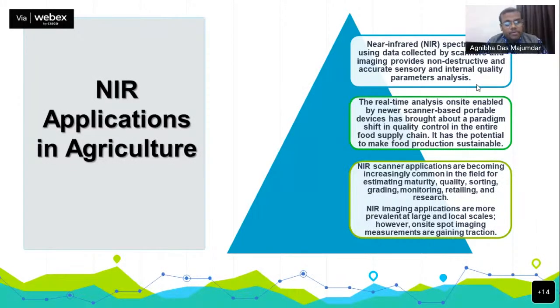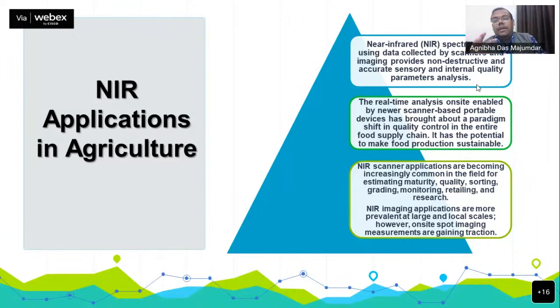Now, near infrared spectroscopy in agriculture and food science. Using data collected by scanners and imaging, near infrared spectroscopy provides non-destructive and accurate analysis of sensory and internal quality parameters. So basically, with the help of near infrared spectroscopy, we can develop a non-destructive method. I told you earlier why non-destructive: because we do not destroy the sample after the experiment. It is also a very accurate and sensory method, and we can also check the internal quality of any food.